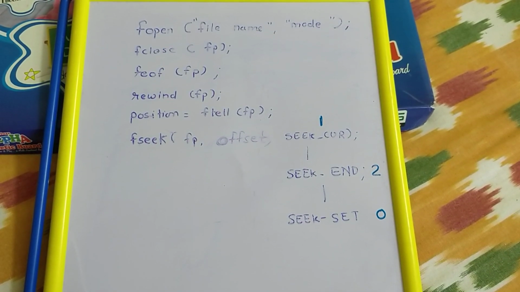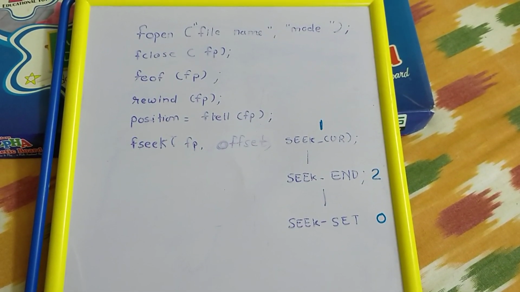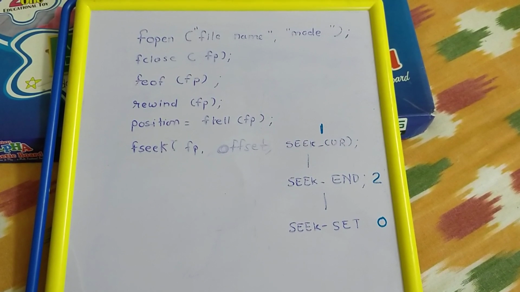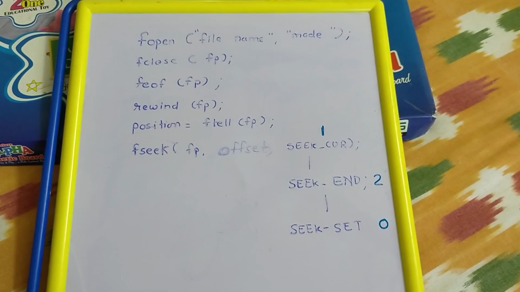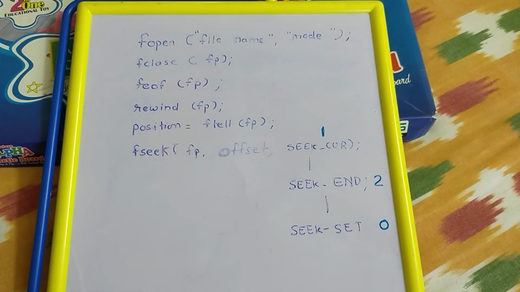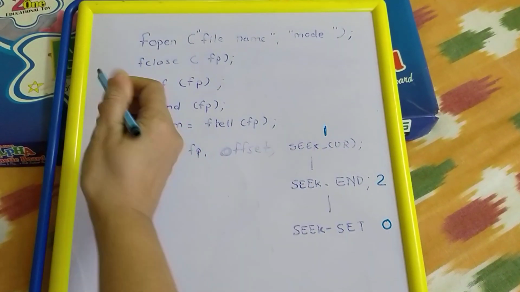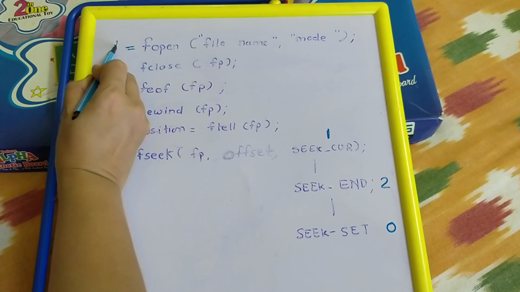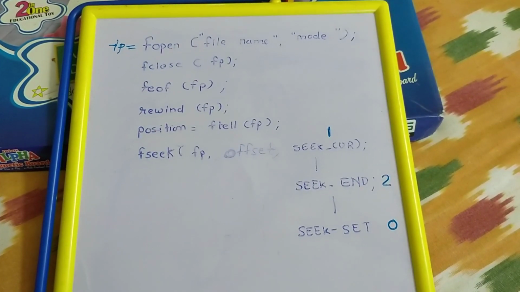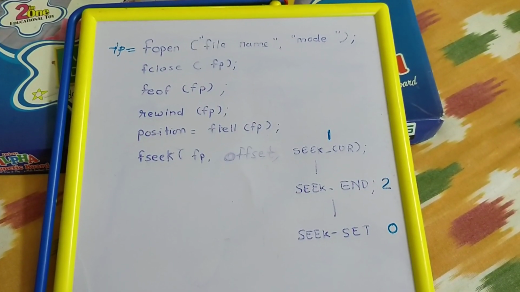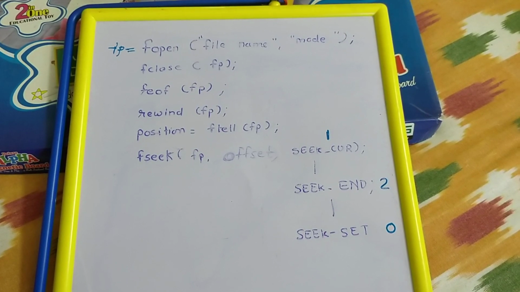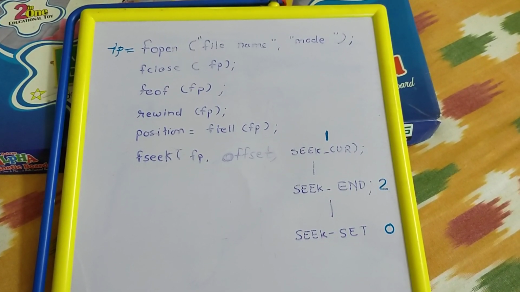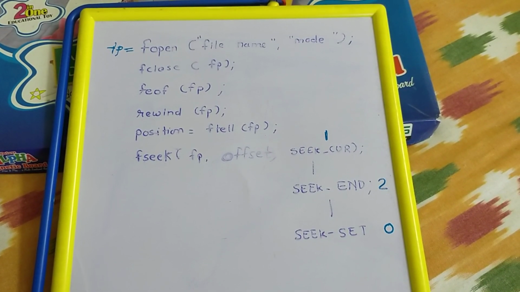Fopen is used to open a file, which loads the file from the hard disk to the RAM in a buffer. The address of the first byte of the buffer is written by this function, and that returned address is stored inside a file pointer. The first argument of fopen indicates the file name and the second indicates the mode. Mode can be r for read, w for write, a for append.